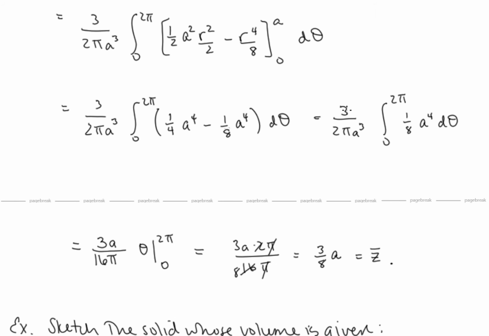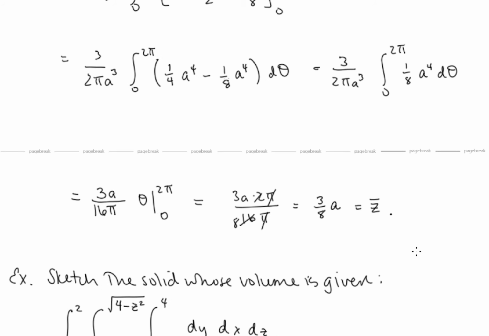So combining the 3 over 2 pi a cubed and the 1/8 a to the 4th, we get 3a over 16 pi. Integrating d theta, we get theta. Plugging in our bounds and subtracting, we get 3/8 a. And that's the z-coordinate of the center of mass for that hemisphere.